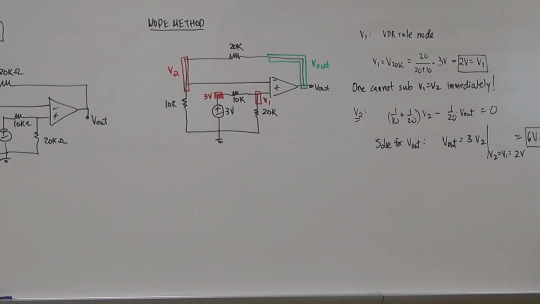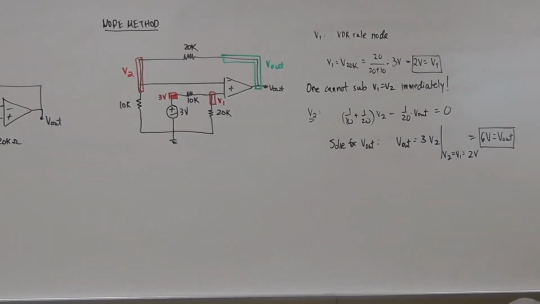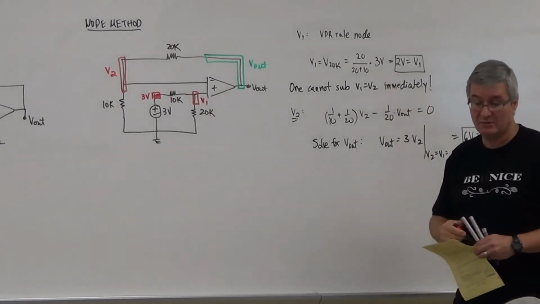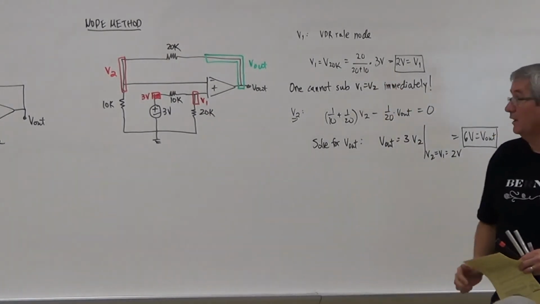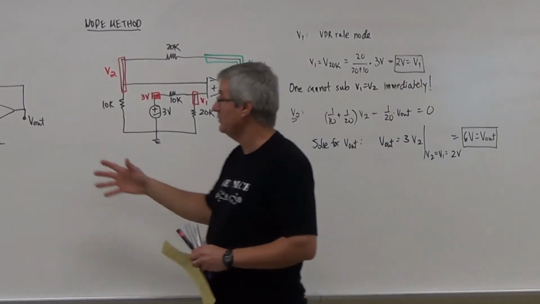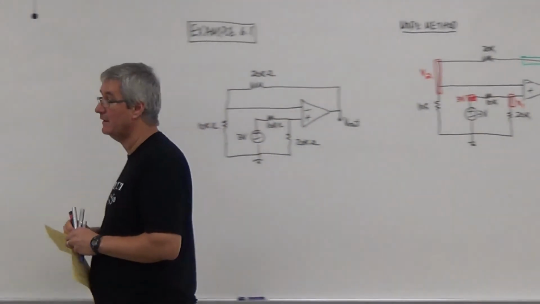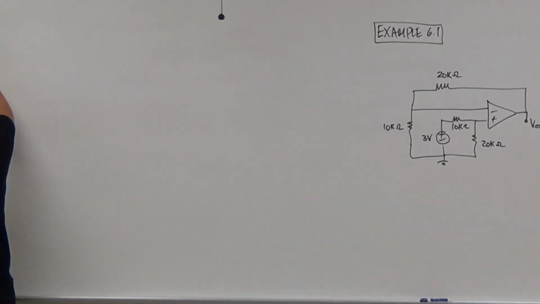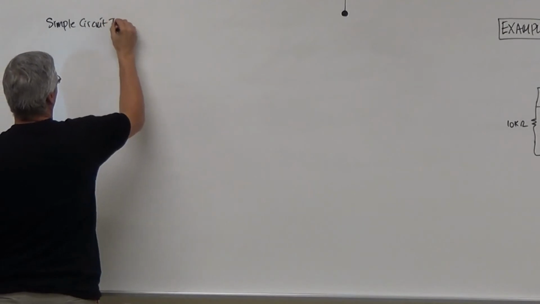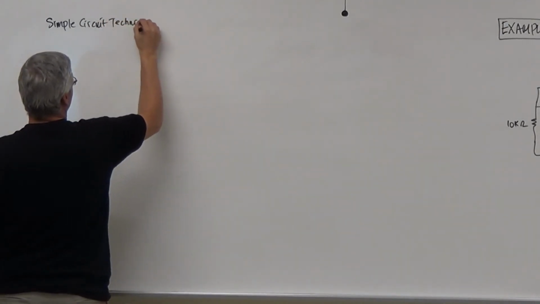I know I'm just not kind of really thinking my way through this thing here, right? I'm just applying mathematical equations. The next method I want to look at is simple circuit technique. So I'm going to take this circuit right here and I'm going to apply it again. So now I want to do this with simple circuit technique.